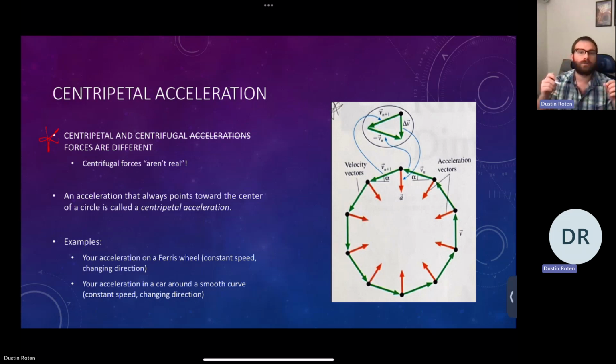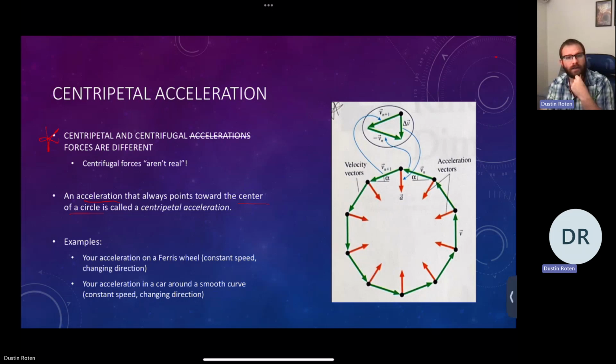So centrifugal forces, centrifugal accelerations aren't real. That's something completely different. Right now we're talking about centripetal, with a T, centripetal accelerations. And what these do, these always point toward the center of a circle. So this acceleration always points toward the center of a circle. And this is our centripetal acceleration. So two examples, and we can actually use the same picture for both.